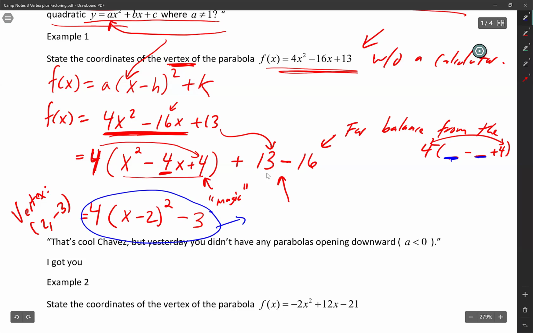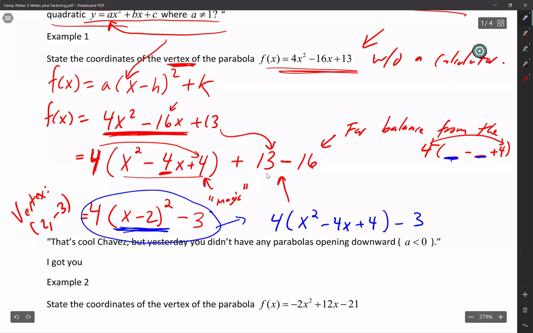Just listen. If I were to expand this out, 4 parentheses, I'm going to FOIL that or expand it out. X times x is x squared. And then x times negative 2 is negative 2x, but you're going to have 2 of those, so minus 4x. And then negative 2 times negative 2 is a positive 4. And then bring that minus 3. Oh, what did I just do?